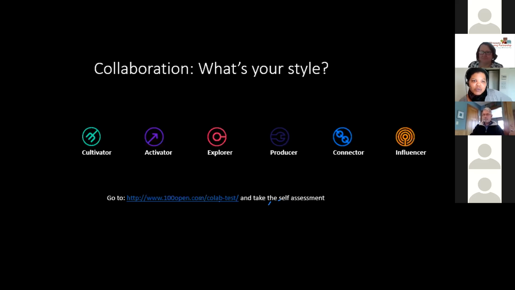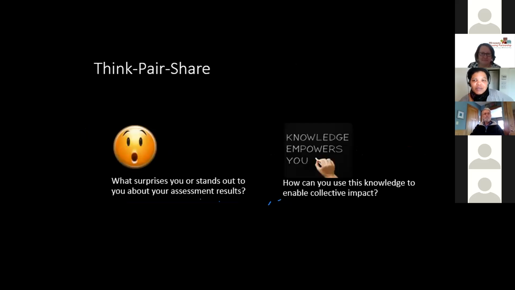Harlan is going to work some Zoom magic in the background and put us into pairs. And what I would love for you to do is see these two questions on the screen in front of you: what surprises you or stands out to you about your assessment results, and how you can use this knowledge to enable collective impact. So I want you to consider those two questions. Harlan's going to put us into pairs, and I would like for you to just have this brief conversation.